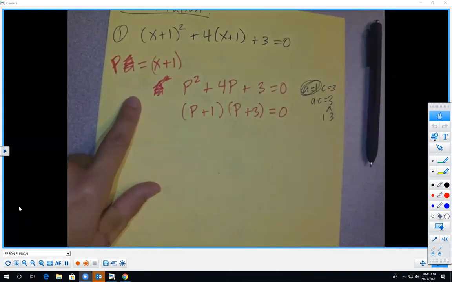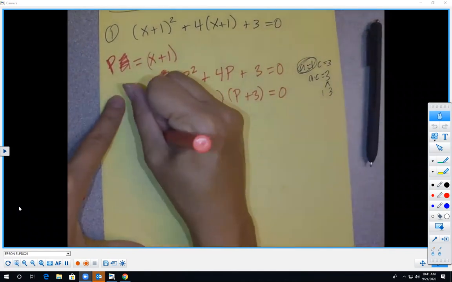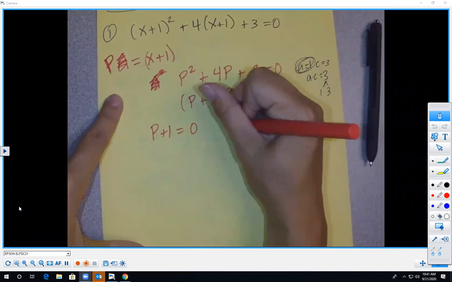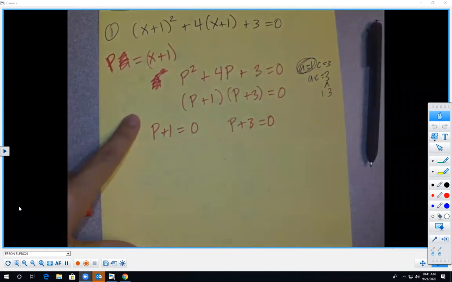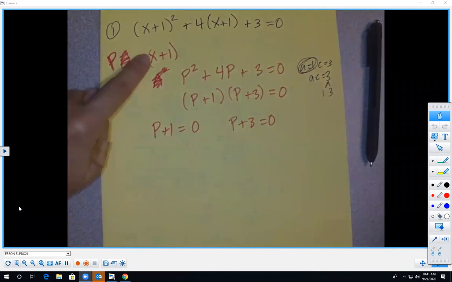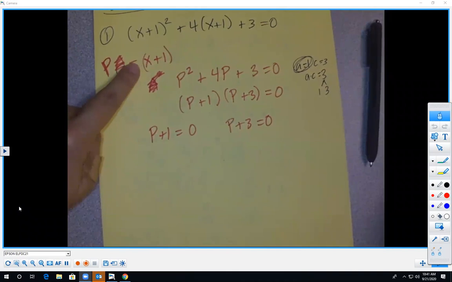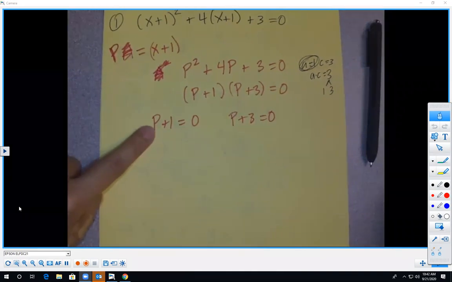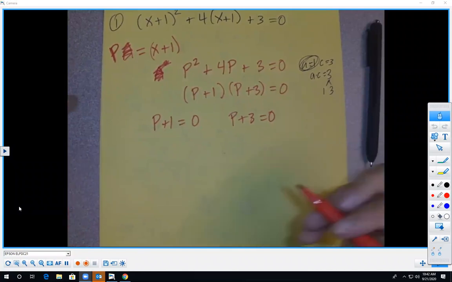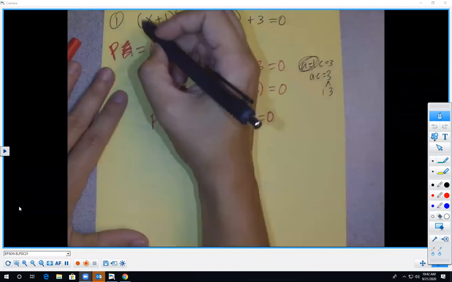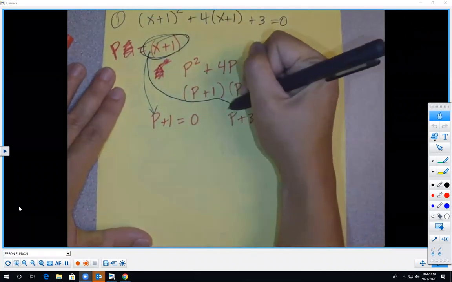How do I solve? Set it equal to 0. P plus 1 equals 0. P plus 3 equals 0. At some point, you have to substitute your x plus 1 back in because I want to find x. I don't care what P is. I want to know what x is. You could substitute it back in here, or you could solve for P first and then substitute it in. It's up to you. It doesn't matter. I'm going to go ahead and substitute back in here. So I'm going to stick x plus 1 back in for P on both of these.